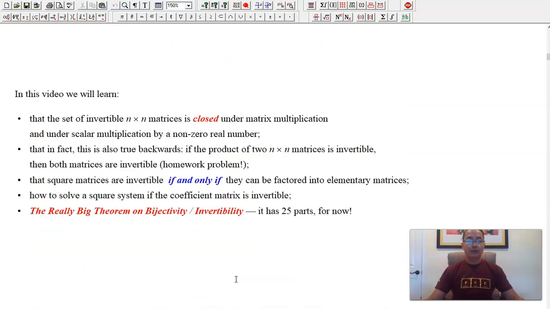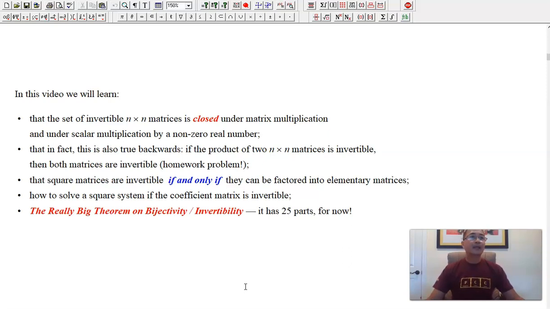In this video, we will learn that the set of invertible n by n matrices is closed under matrix multiplication and also under scalar multiplication by a non-zero real number. We don't allow zero because if you multiply any matrix by zero, you get the zero matrix, and that's obviously not invertible. In fact, this is also true backwards. We will learn that if the product of two n by n matrices is invertible, then both of those matrices had to be invertible. This is actually going to be a homework problem, but we're going to mention it along the way.